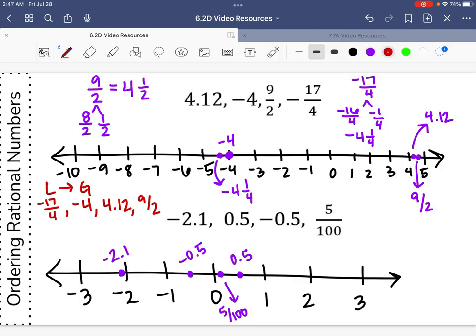So again, now that I have plotted all the numbers on the number line, now I can put them in order from least to greatest, starting with negative 2 1/10, then negative 5/10, then 5/100, and 5/10.